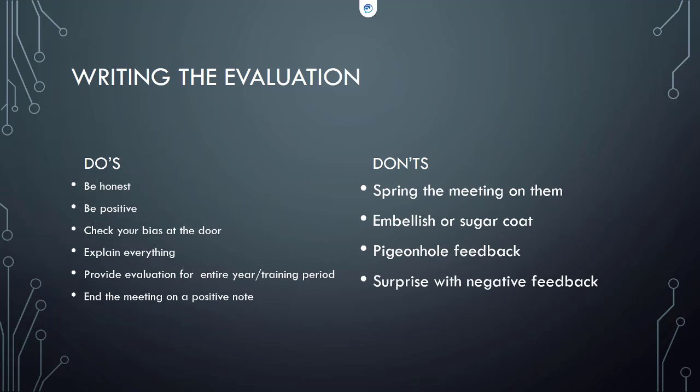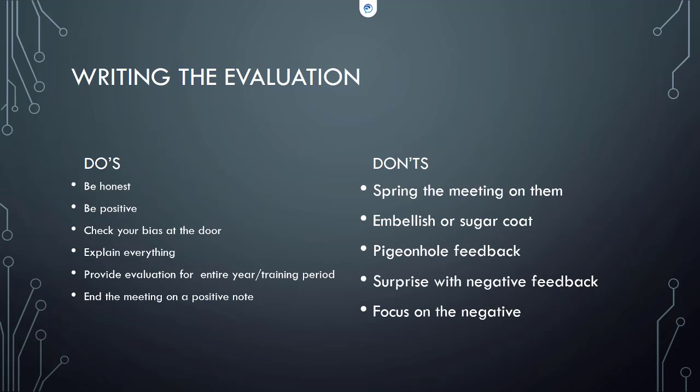And that takes us right into this one. Don't surprise your faculty members with negative feedback. When they come into that meeting about their evaluation, they should know whether they've done good and expect a good evaluation, or they should know when they've done bad and expect a poor evaluation.